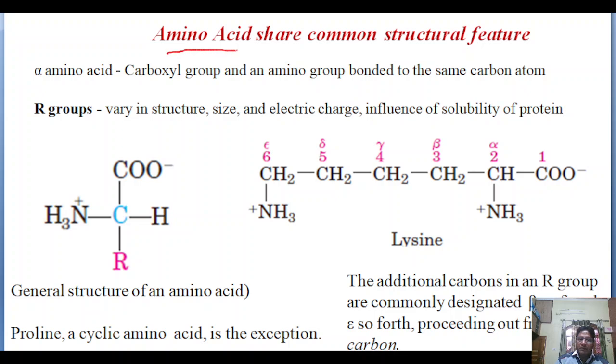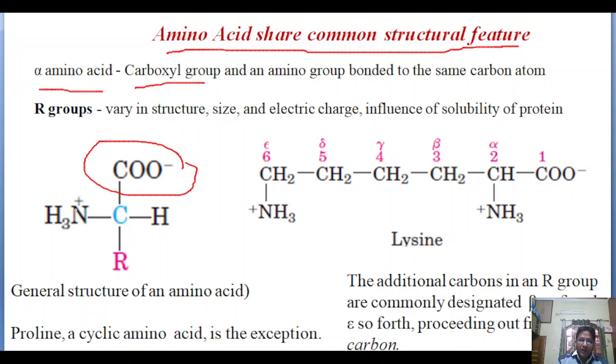But you will see that amino acids share common structural features. All the amino acids have a similar backbone structure. You can see here a central carbon. To this central carbon a carboxyl group is attached, and an amino group is also attached. Both groups are present, that's why they are called amino acids. The carboxyl and amino groups are attached to the same carbon, that's why they are called alpha amino acids. And here is the H group. This is the common structure you will find in all amino acids.